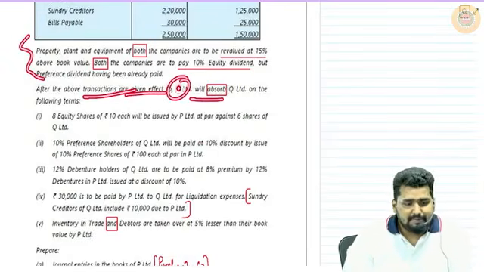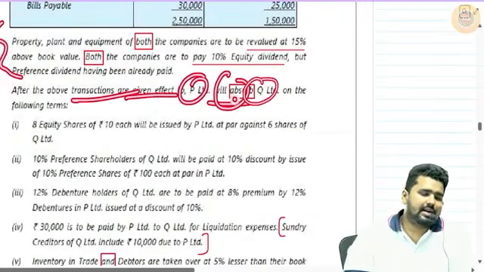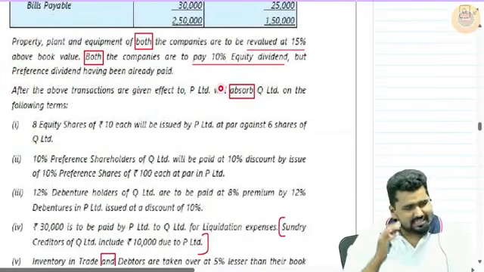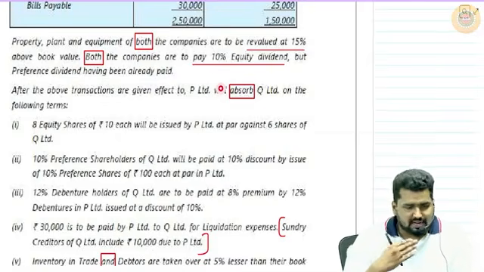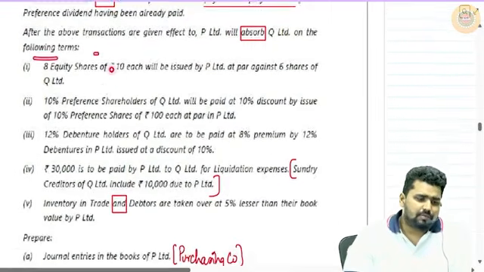Okay, P limited absorbs Q limited. What is that? P limited absorbs what limited? Q limited. Sir, is the absorption extent required or not required? Just to go in a flow. Okay, that and all not required. Okay, clear? On the following terms. What are the following terms?